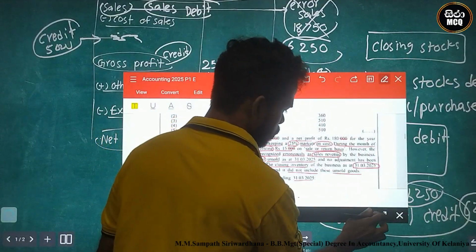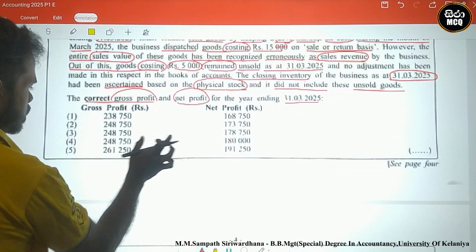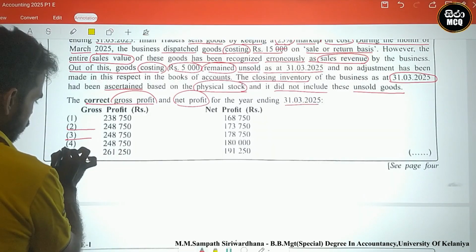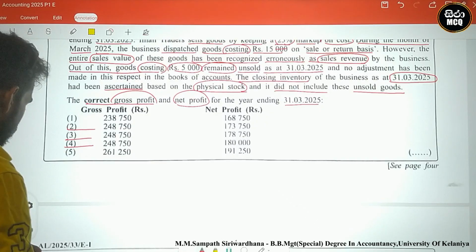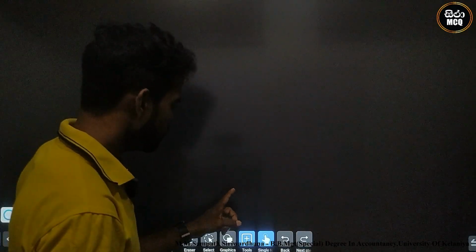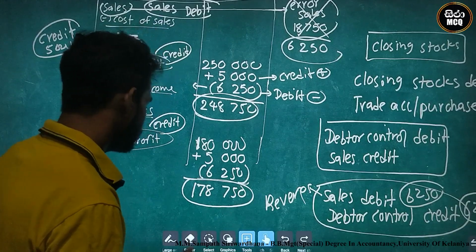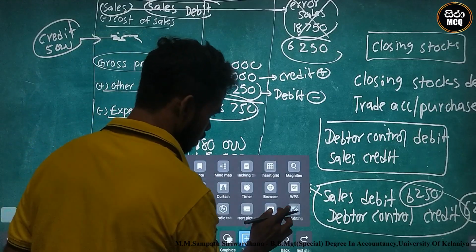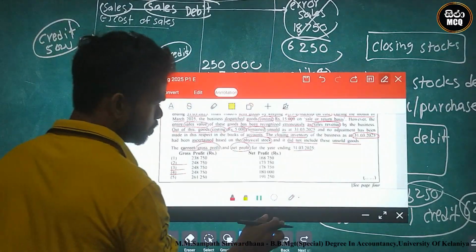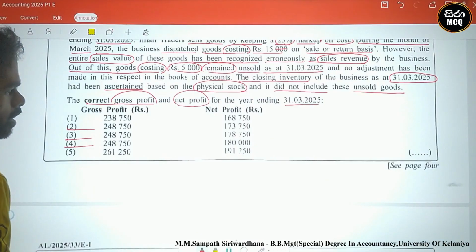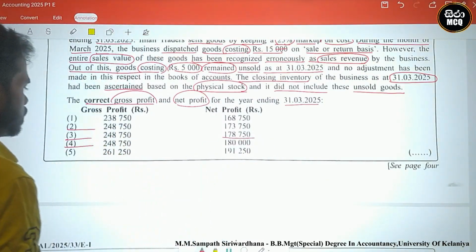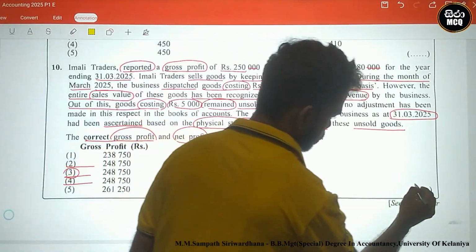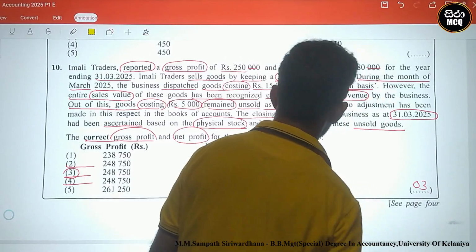What are the answers? 248,750 is there. There are three answers. What is the net profit? Net profit is 178,750. The answer is 3 for question number 10.